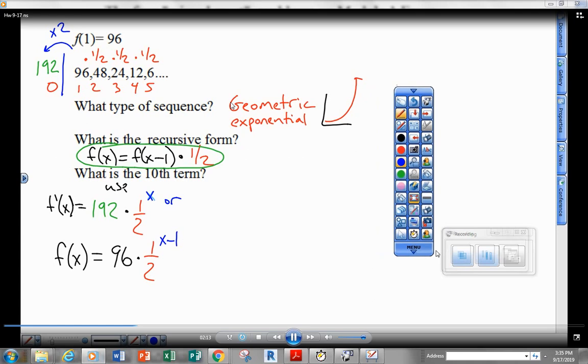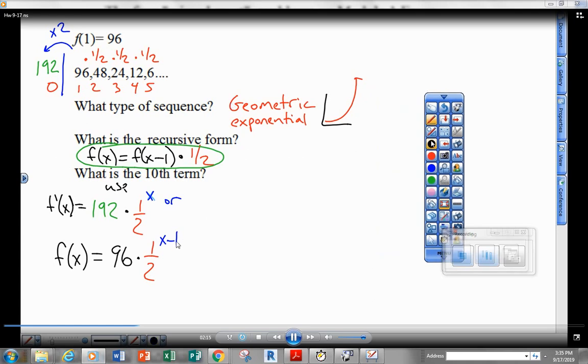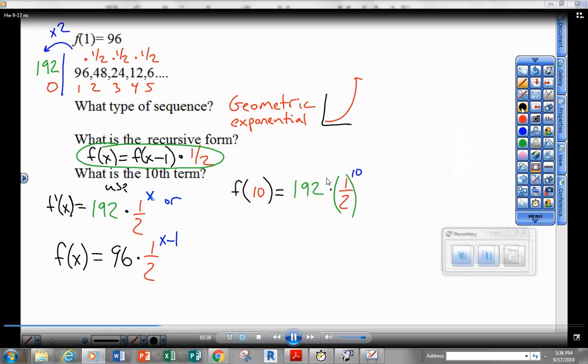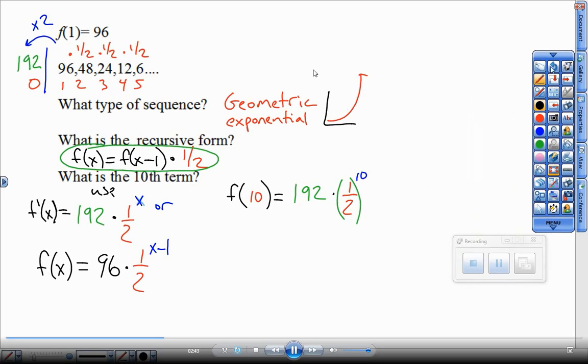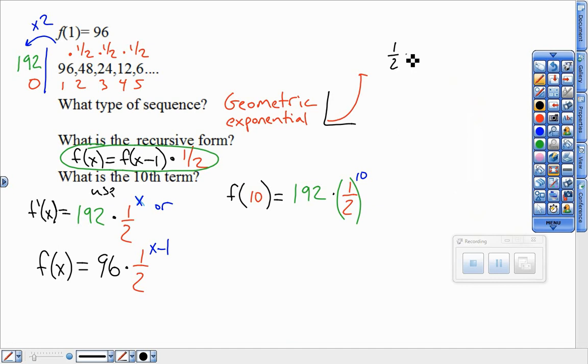Alright, to evaluate this for the 10th term, I'm going to take probably this top one here. I'm going to plug in x as 10 and show you what happens. So the function at 10, there's a 10 there showing what I'm plugging in, is 192 times 1/2 to the 10th power. And again, I leave the 192, I raise 1/2 to the 10th power first. Again, know that you're timesing 10 of those 1/2s, timesing 10 of them.